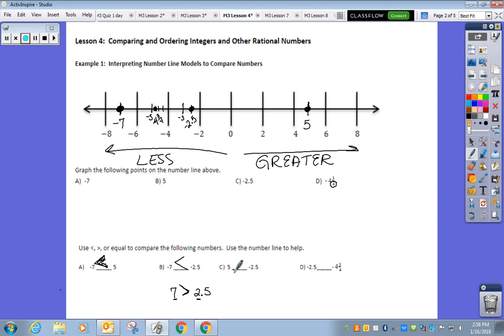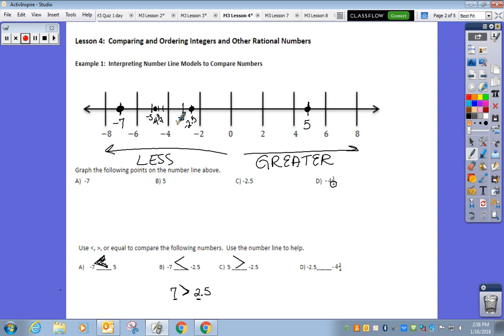Letter C is looking at +5 and -2.5. A positive is always greater than a negative, so I'd use the greater than symbol. Looking on the number line, +5 is to the right of -2.5, so it's greater.